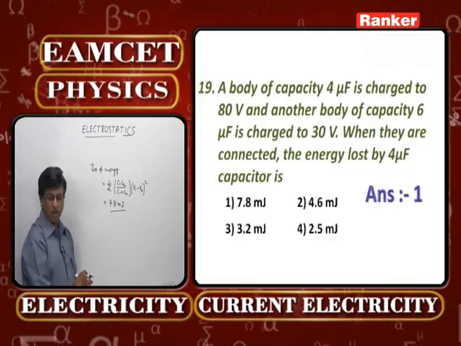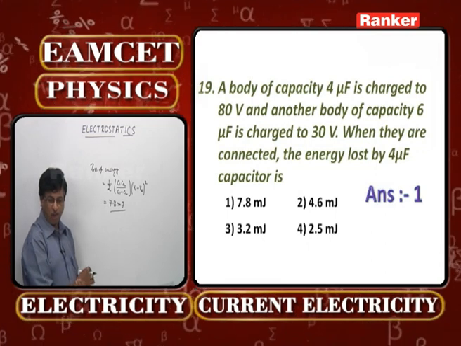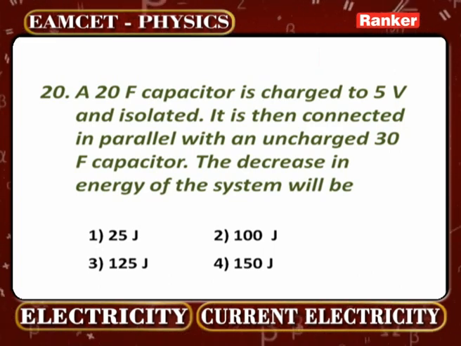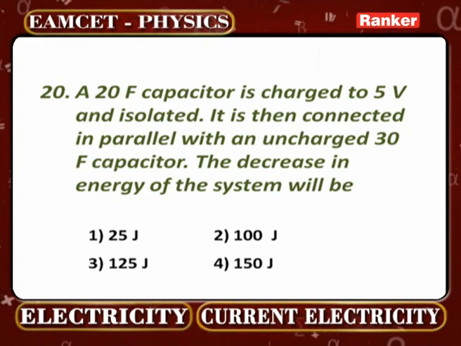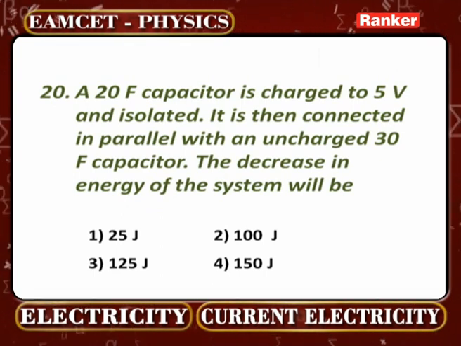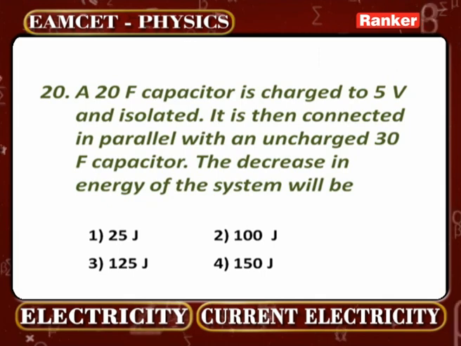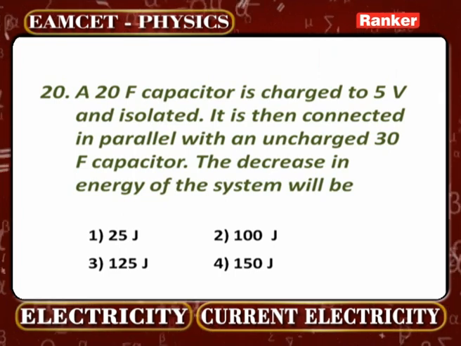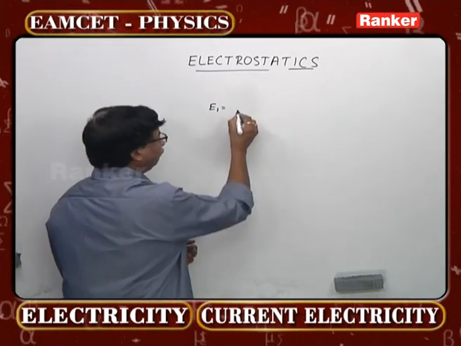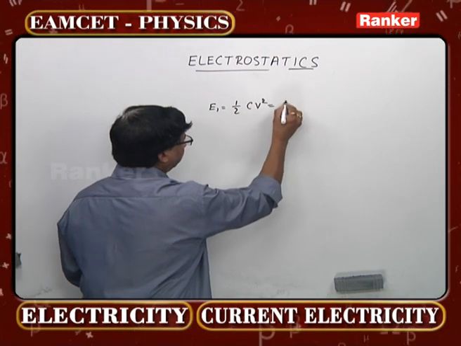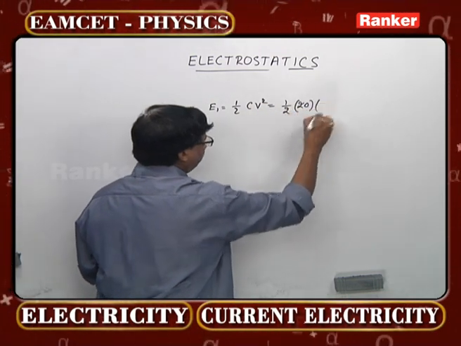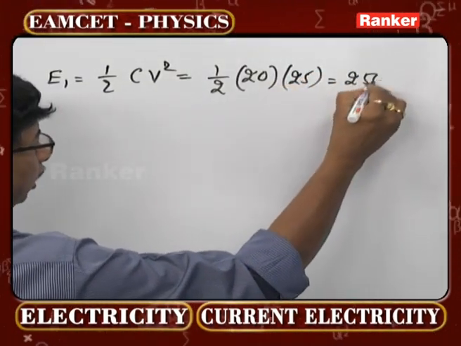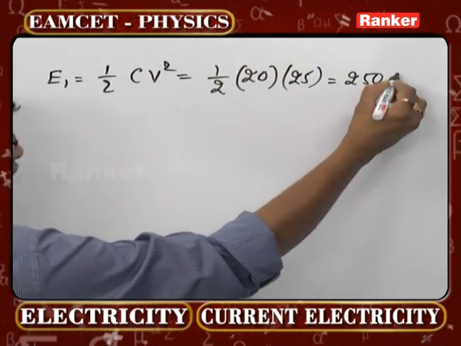Look at the next one, problem number 20 please. A 20 farad capacitor is charged to 5 volt and isolated. It is then connected in parallel with an uncharged 30 farad capacitor. The decrease in energy of the system, once again energy he is talking about. So firstly what you should understand please, what is the energy in the first case? Directly you can write, potential is given, so half CV square. You can directly write half into C being 20 into V square is going to be 25. Directly you will be getting 250 what? Directly joule you can write.